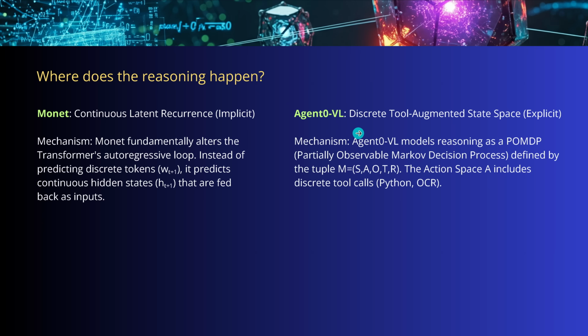The mechanism is as follows. VL models here the reasoning as a partially observable Markov decision process defined by our classical tuple, and the action space includes here the discrete tool calls to Python, OCR, Lean, whatever.